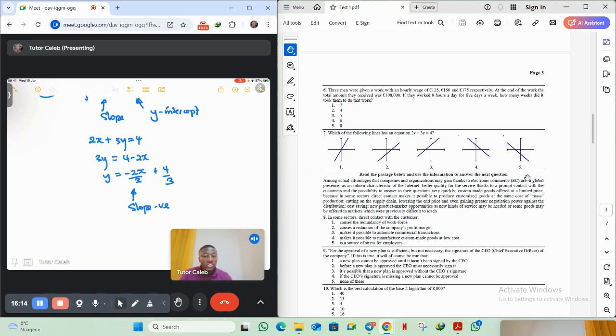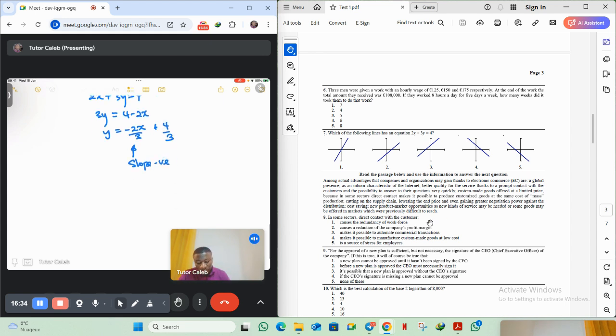The next thing that we have to check is just the y-intercept, which is 4 over 3, which is a positive number. But from option 5, we see that the line cuts the negative section of the y-axis. And because of that, we're going to choose answer 4.